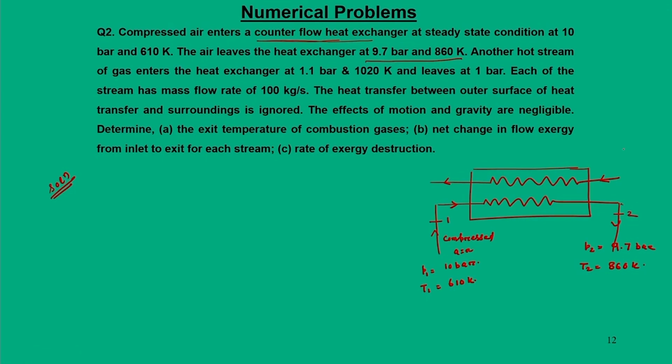Another stream enters at state 3 and leaves at state 4. At state 3, the conditions are P3 is 1.1 bar, T3 is 1020 Kelvin, and P4 is 1 bar. Apart from that, the surroundings are P0 of 1 bar and T0 of 300 Kelvin. So, these data are given to us, the surrounding conditions and the conditions of these streams.